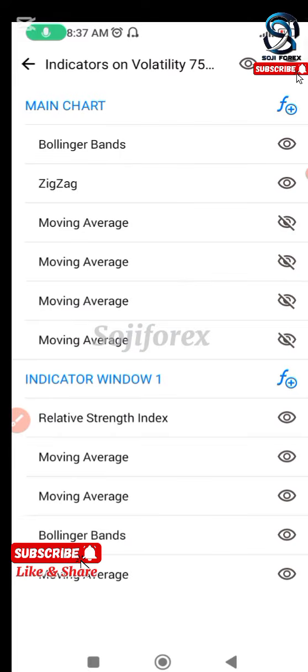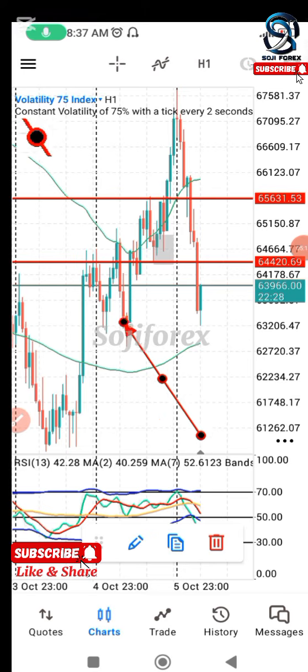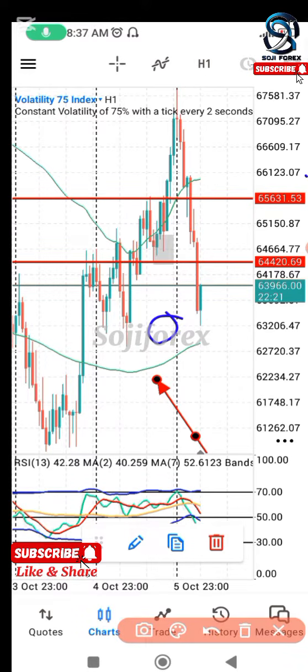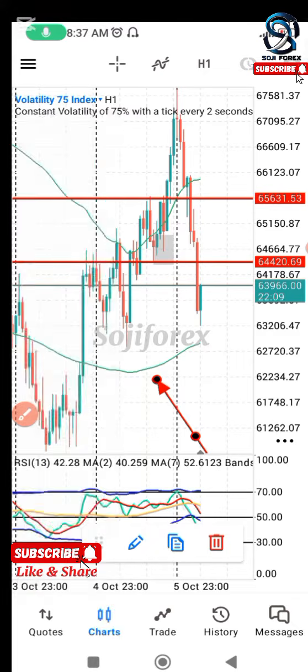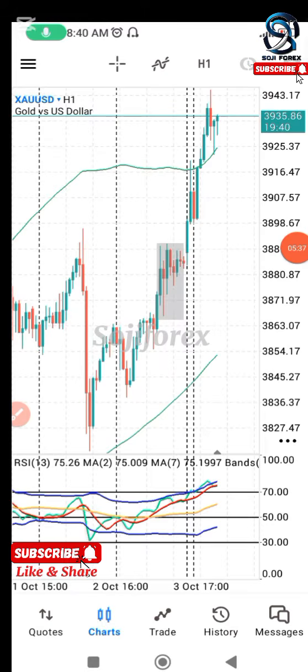Let me quickly put off the zigzag indicator so that we can see it more clearly. You can see that pin bar, price came, retested that zone, and it's going. Here again, if we get a bullish engulfing candle or a bullish pin bar, we will make a buy entry at this zone.